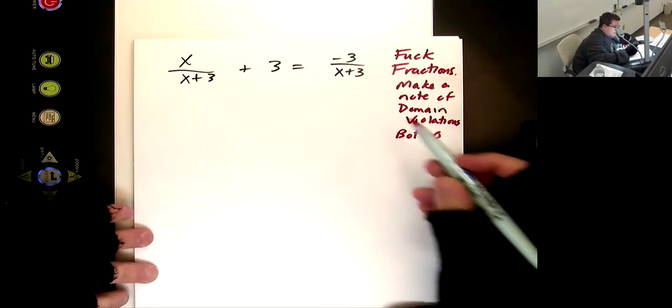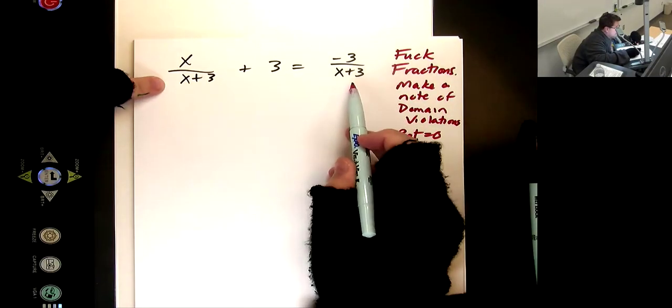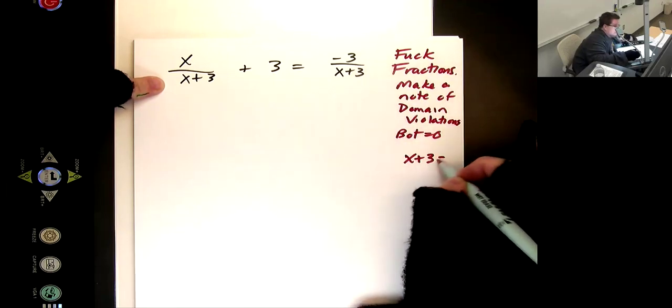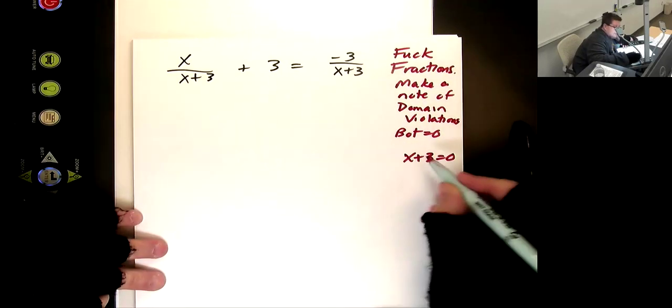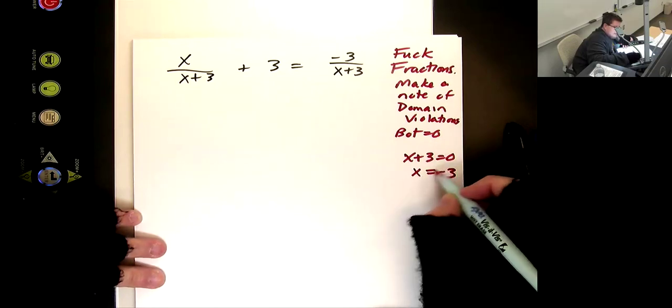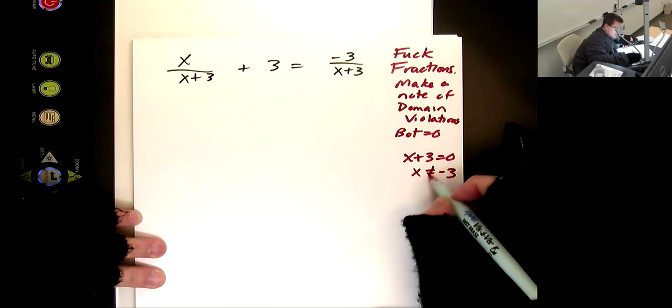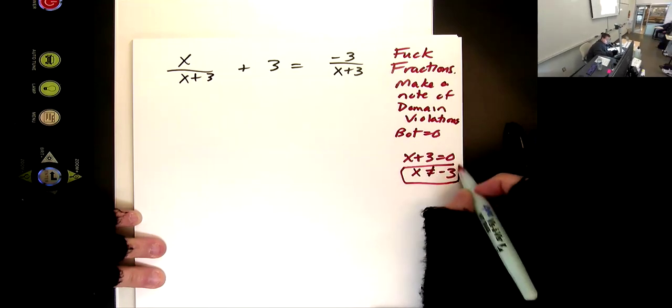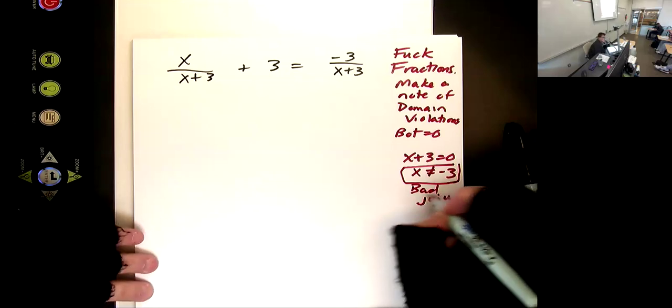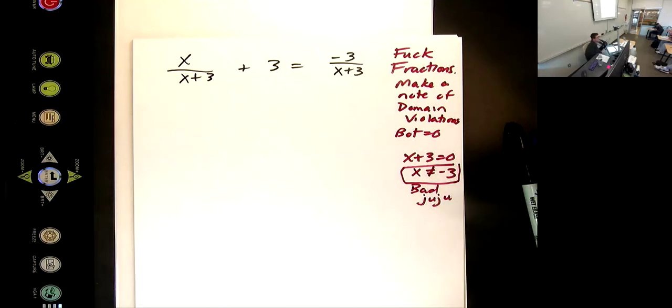So I'll do that right here. I only have one denominator. Where the denominator equals 0 is x plus 3 equals 0. If I solve that, x equals -3. And since that will make it equal 0, I just have to make a quick note. That doesn't work. Bad juju. If it shows up later on, we have to throw it out.